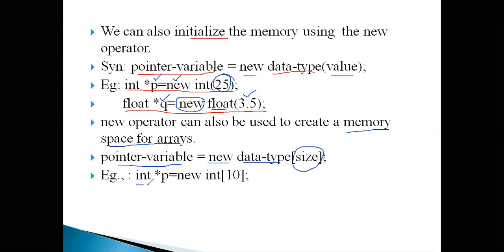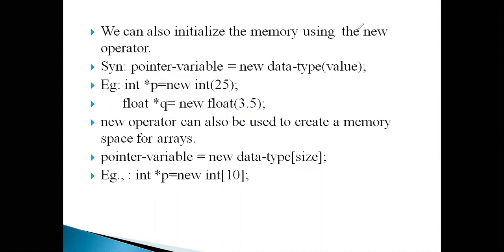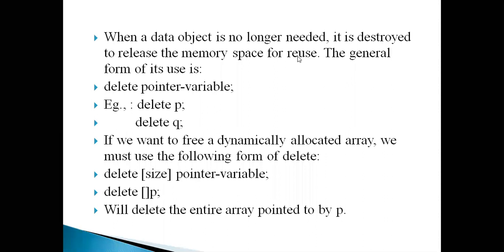So int pointer p = new int[10]. new is used to create the memory, the data type is int, and 10 indicates that for 10 values I must create the memory. So this is the way we create the memory. Now on to the next one. Here we are going to delete the memory.